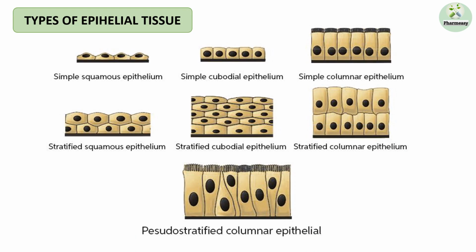And this diagram shows types of epithelial tissues such as simple squamous epithelium, simple cuboidal epithelium, simple columnar epithelium, and stratified squamous epithelium, stratified cuboidal epithelium, stratified columnar epithelium, and the pseudo-stratified columnar epithelium.